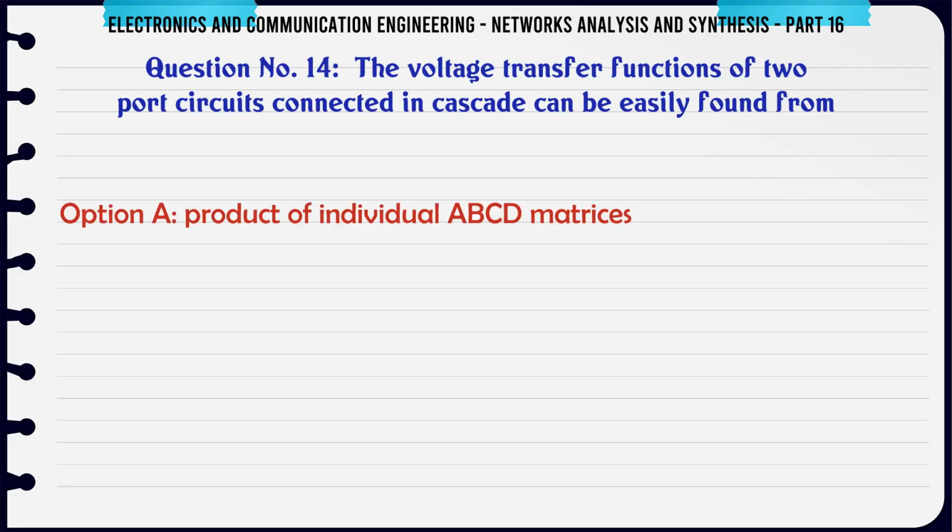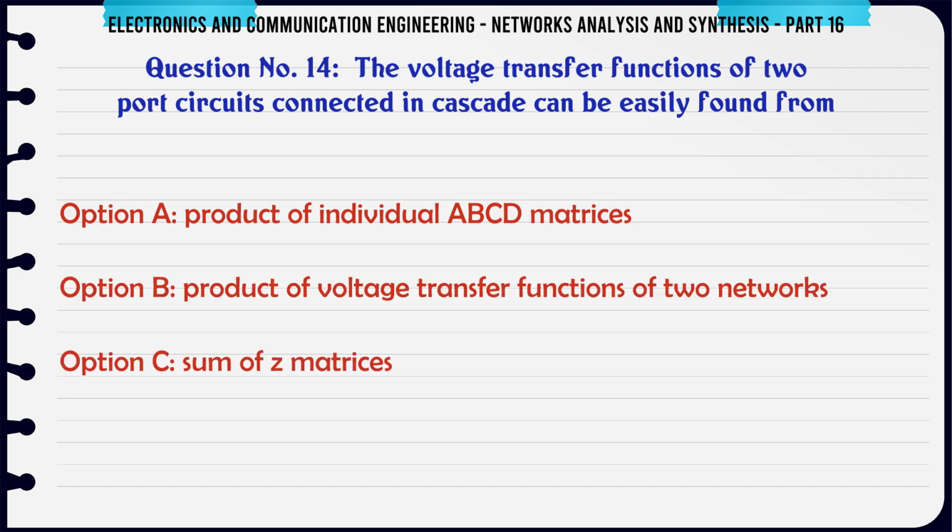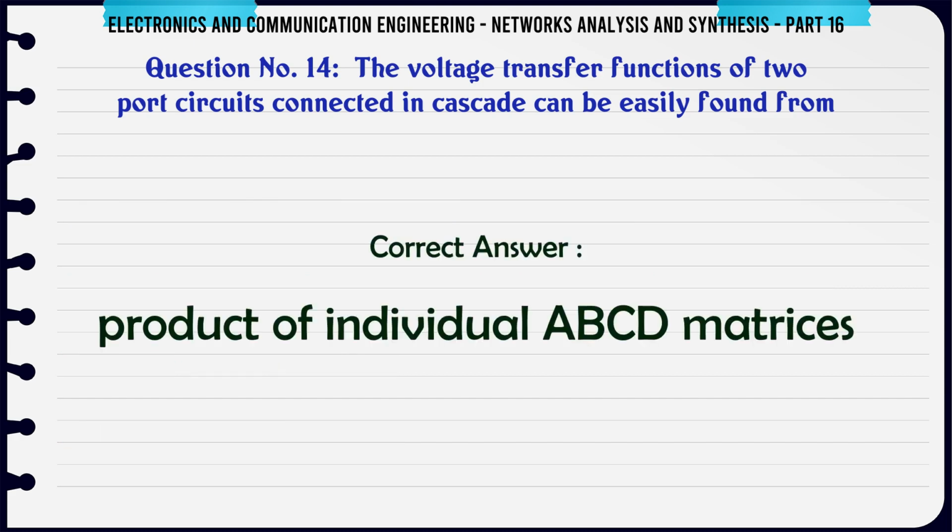The voltage transfer functions of two-port circuits connected in cascade can be easily found from A product of individual ABCD matrices, B product of voltage transfer functions of two networks, C sum of Z matrices, D sum of H matrices. The correct answer is product of individual ABCD matrices.